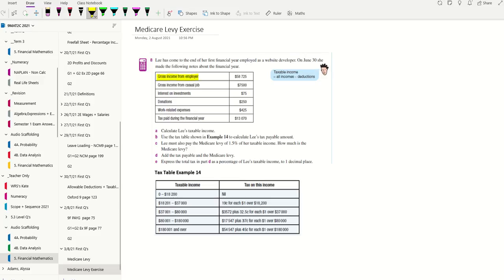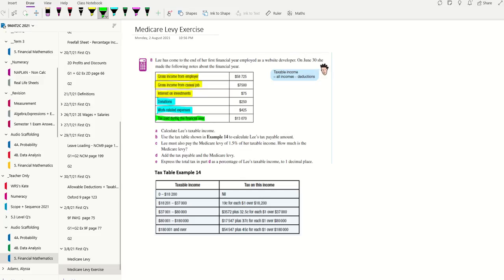Now we're going to have a look here. We've got gross income from employer, gross income from casual job, interest on investments. They are all income streams. And then we've got donations and work-related expenses, and they are deductions. And then finally in this table we've got the tax that Lee paid during the financial year. So there are three different bits and pieces.